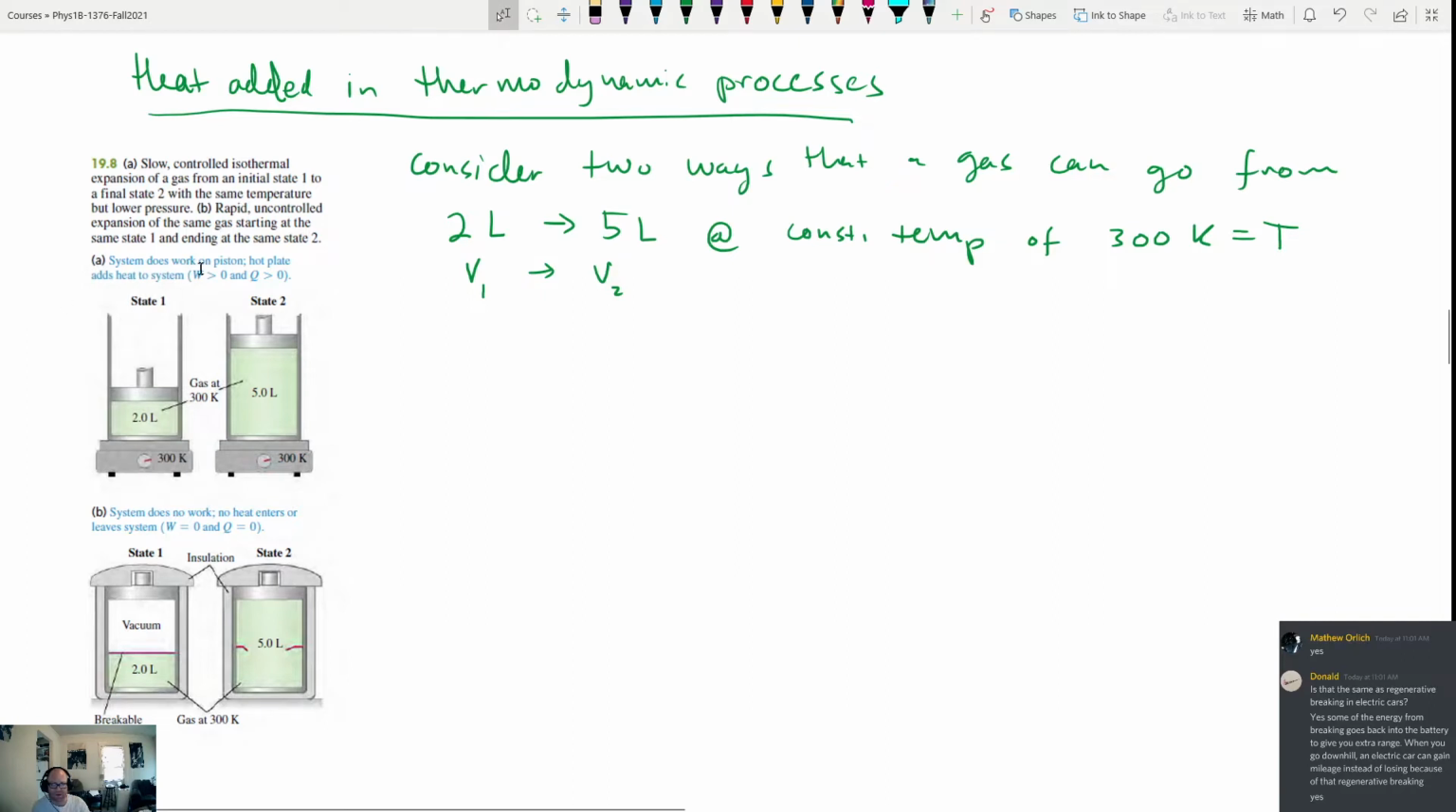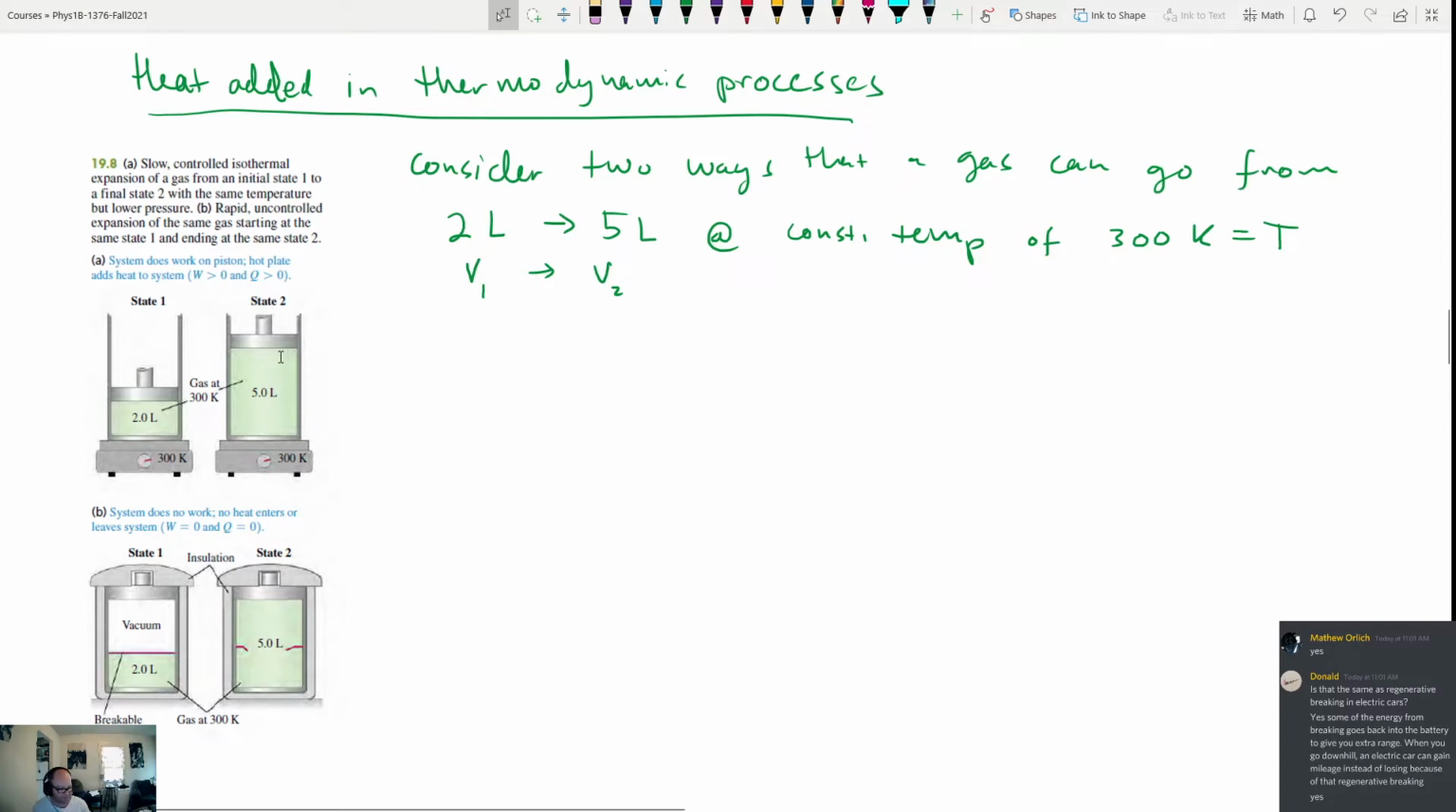Okay. So in A, we have a slow, controlled isothermal expansion of a gas from an initial state 1 to a final state 2 with the same temperature but lower pressure. So the pressure is changing in this case. Okay. Pressure goes down. But we add heat to the system here, and we do so in a very slow way so that the gas expands from 2 liters up to 5 liters. Okay?